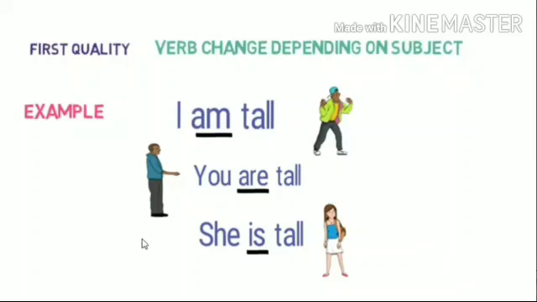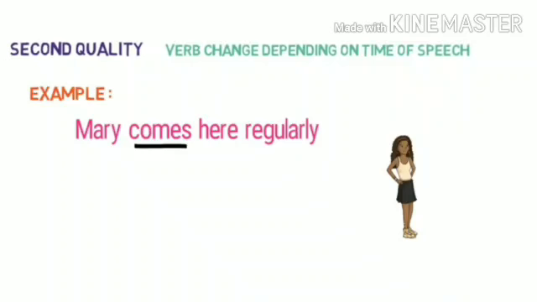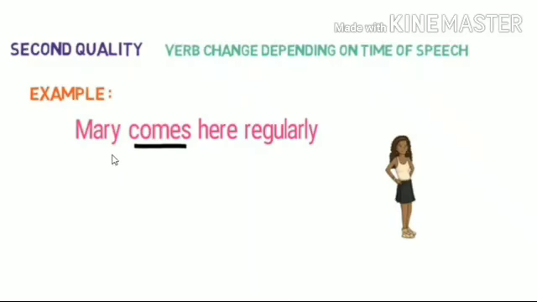Second very important quality that verb has is it change depending on time of speech. Now what does it mean? It means whether we are talking about the past event, present event or future event. Let me give you an example to make the concept clear. Mary comes here regularly. Here, comes is the verb, and we are talking about the present event. That means the action of her coming is still continuous.